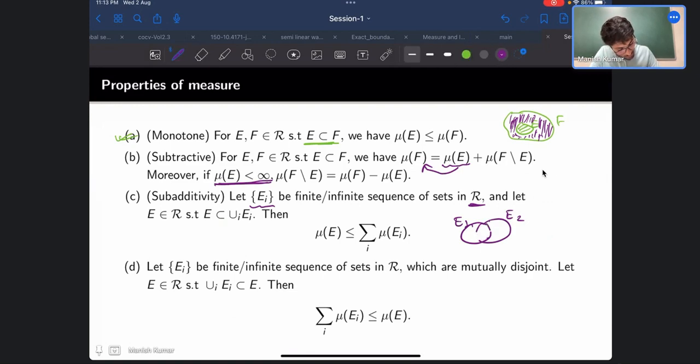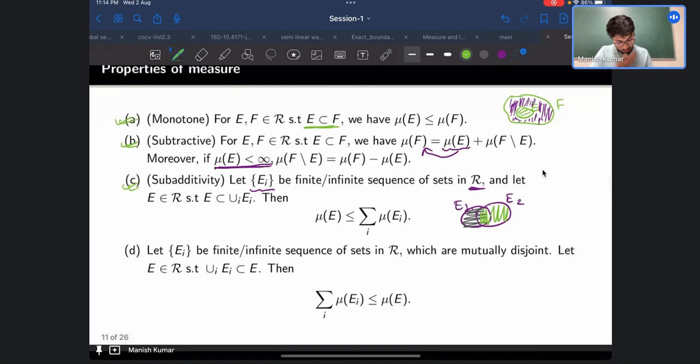So suppose this is there. Now the measure of E1 is this one, and the measure of E2 is this one. So this region is being counted twice, and that is why that sum is greater than or equal to the measure of the union. Okay, so this is also very natural.